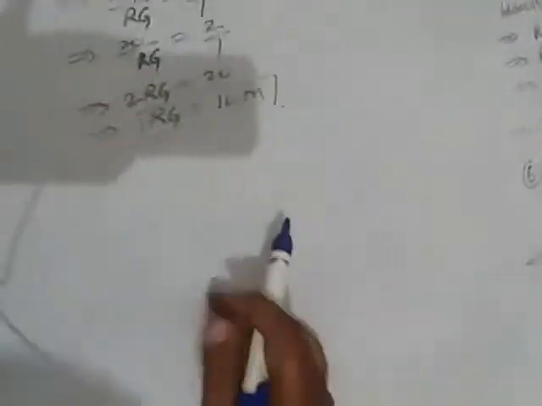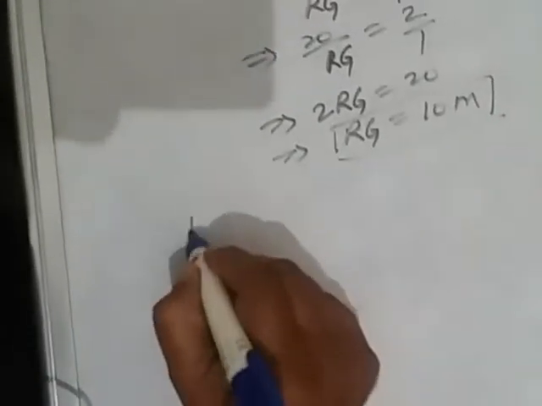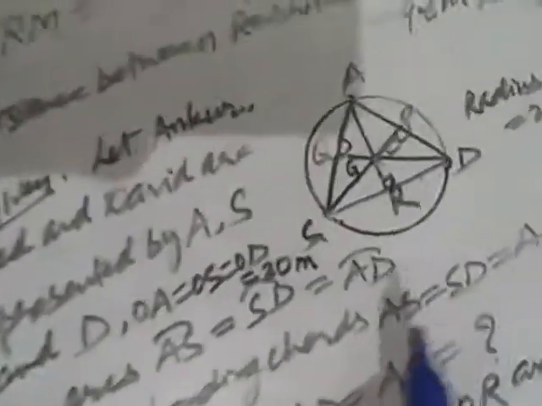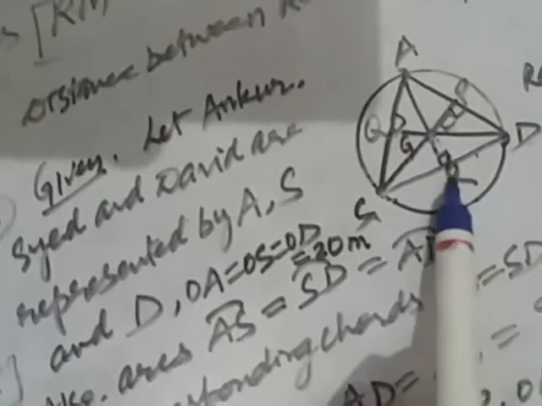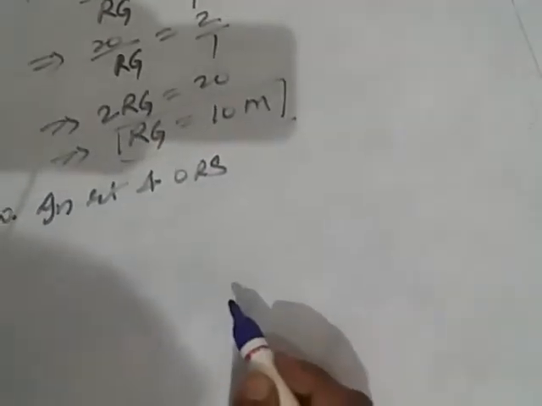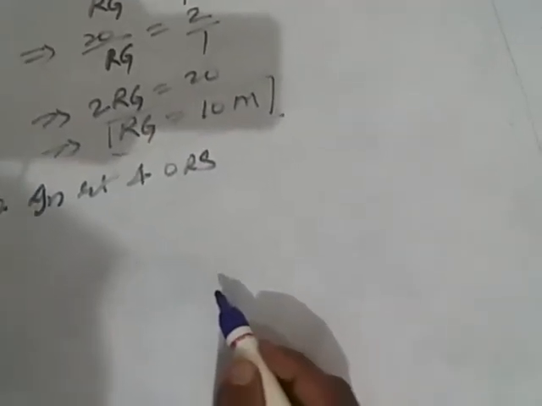Clear? Now in right triangle ORS. Where is ORS? This is O, the centroid or center. This is the right triangle ORS. Here children, we have to find out RS. Clear? RS we have to find out.